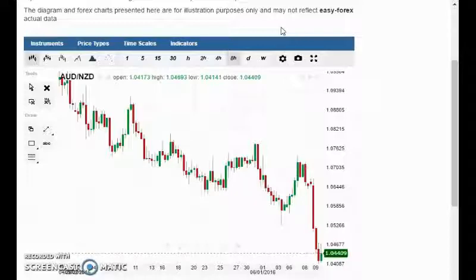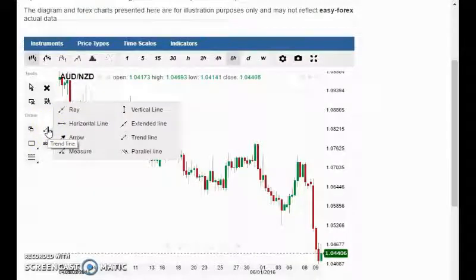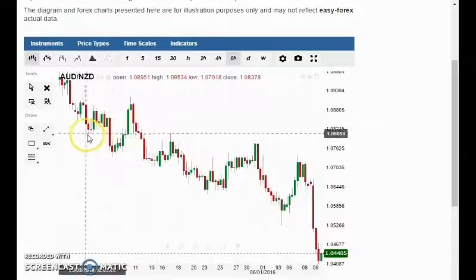So we are looking at the Australian dollar versus the New Zealand dollar, and we have what we call a channel. Okay, there are channels, there are symmetric triangles, there are many ways, and we'll get to all of them so that you guys can actually be advanced Forex traders.